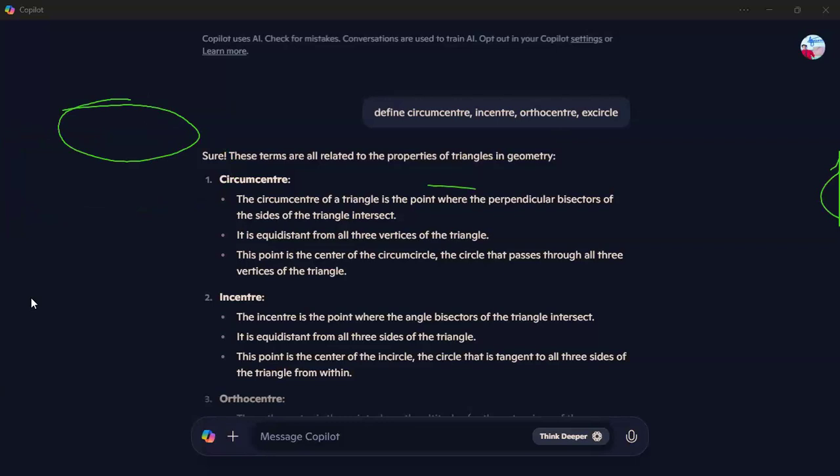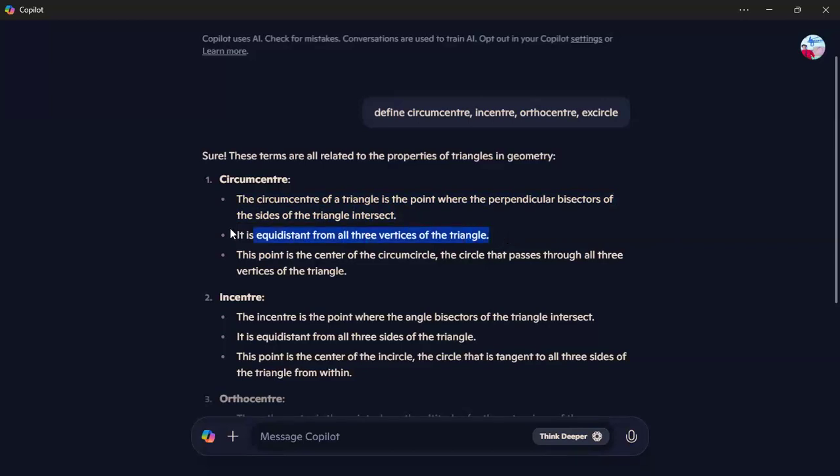Any circle on which there are three vertices of any triangle, that circle is known as a circumcircle, circumscribing a triangle. And the center of the circle will be known as a circumcenter. So the circumcenter of a triangle is the point where the perpendicular bisectors of the sides of the triangle will intersect. This is the condition. It is equidistant from all three vertices of the triangle.